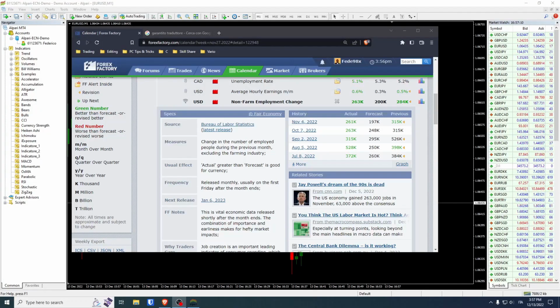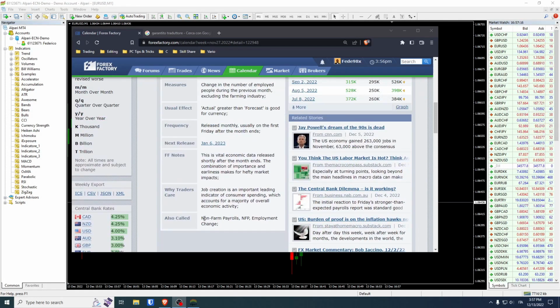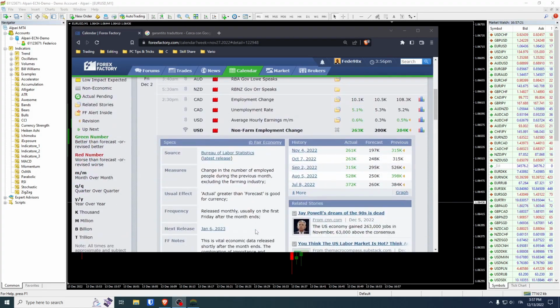Now I'm going to talk about the non-farm payroll. You can call it non-farm payrolls, NFP, employment change. And it's actually what it measures: the change in the number of employed people during the previous month, excluding the farming industry. And of course, actual greater than forecast is good for the currency. It's released monthly, usually on the first Friday after the month ends.